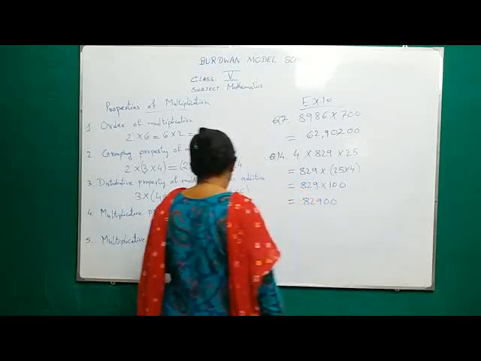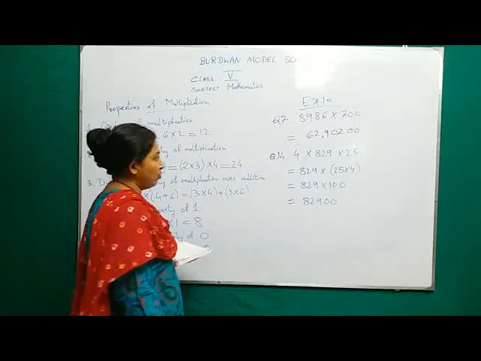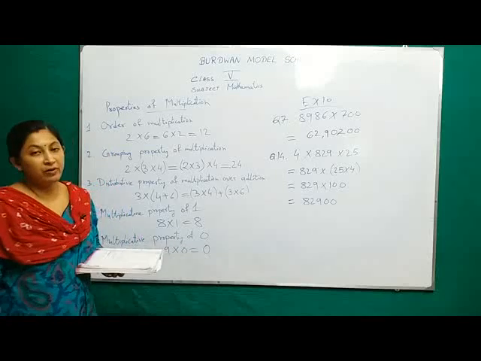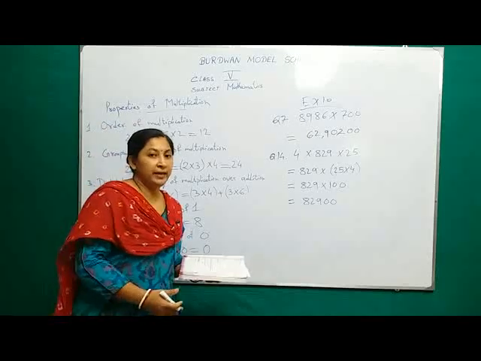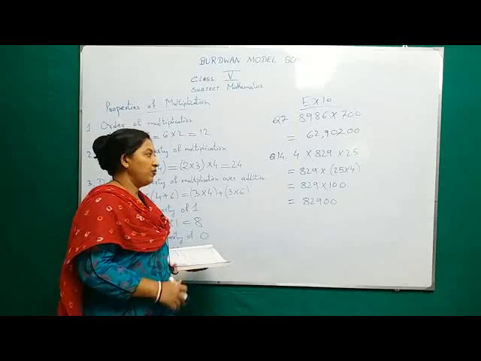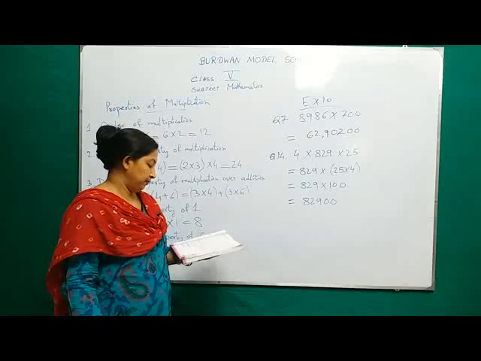82,900. Okay, so this way you have to think which two numbers you will take together so that they make a multiple of either 10 or 100 or 1000. You have to take it like that and then multiply. Directly you can get the answer.